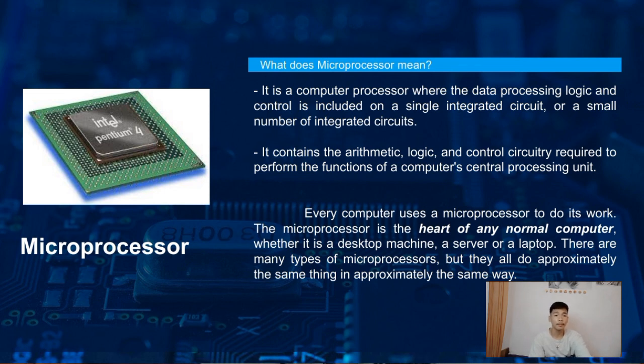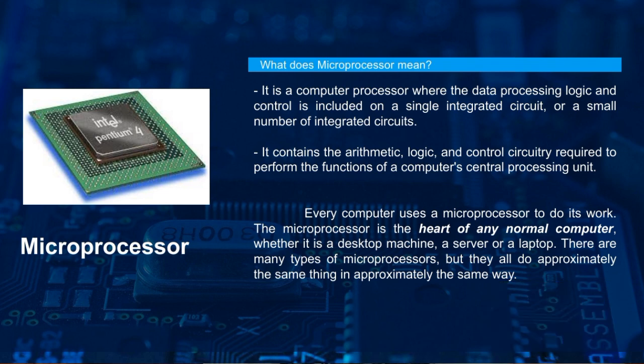It is a computer processor where the data processing logic and control is included in a single integrated circuit or a small number of integrated circuits. It contains the arithmetic, logic, and control circuitry required to perform the functions of a computer central processing unit. Every computer uses a microprocessor to do its work. The microprocessor is the heart of any normal computer, whether it's a desktop machine, a server, or a laptop.